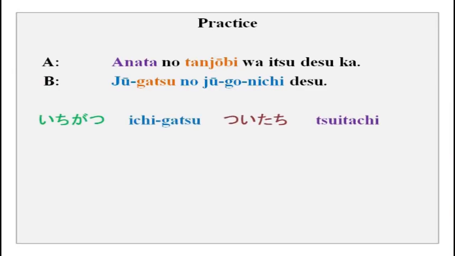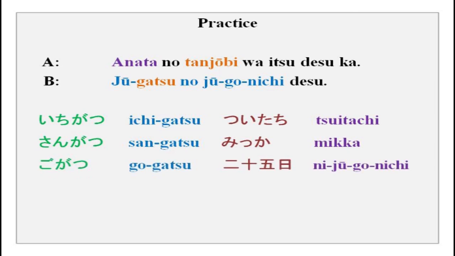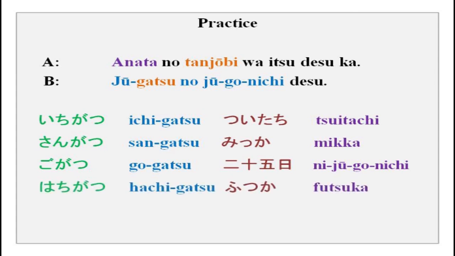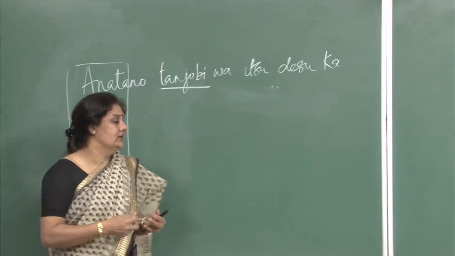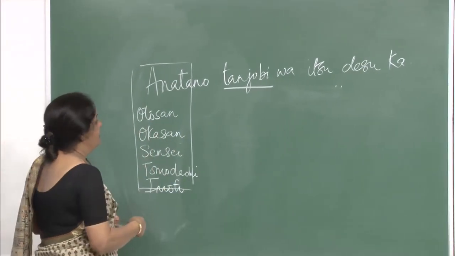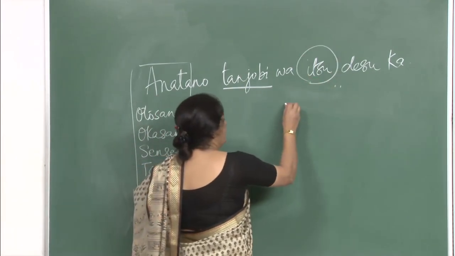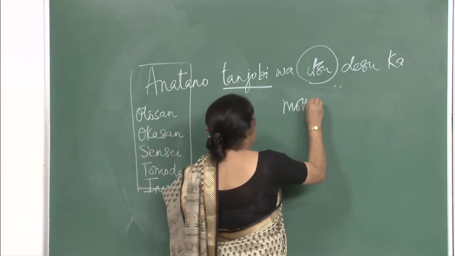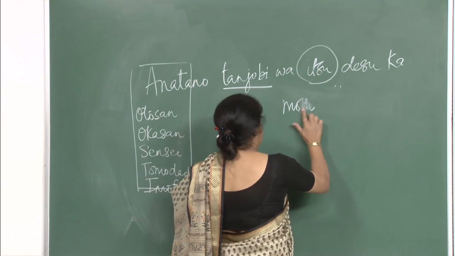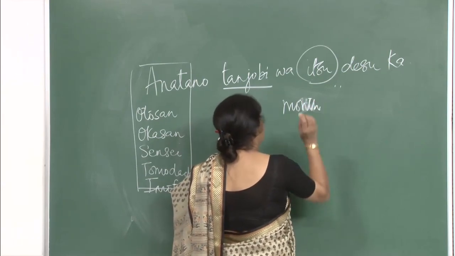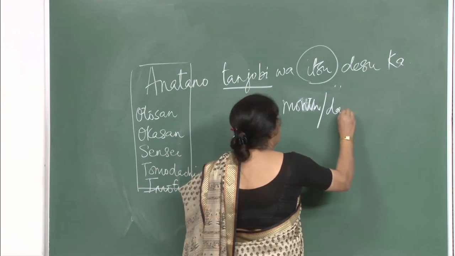ichigatsu suitachi, sangatsu mikka, gogatsu nijugonichi, hachigatsu futsuka. So you have done all these. Anata no tanjoubi wa itsu desu ka? Itsu means when. So you have to write the month, and then you have to write the date.